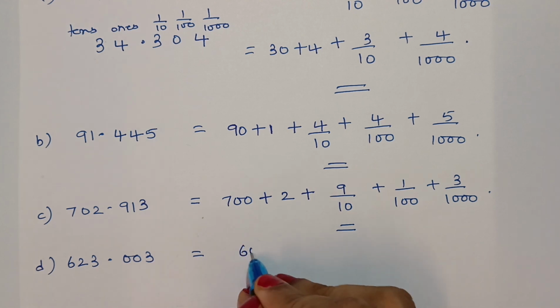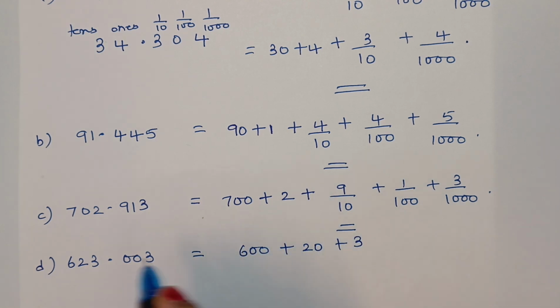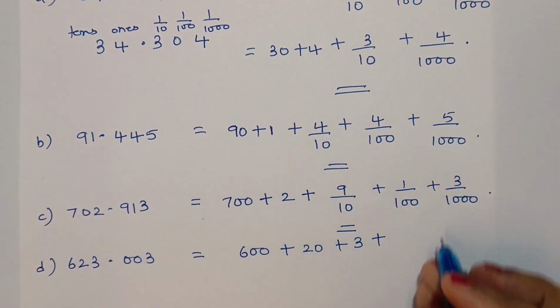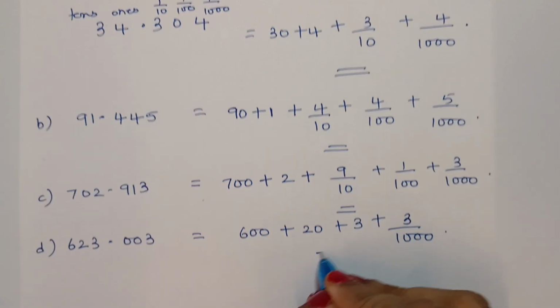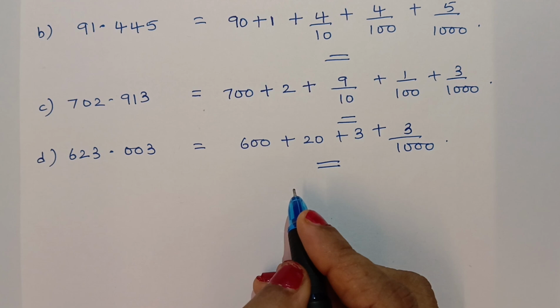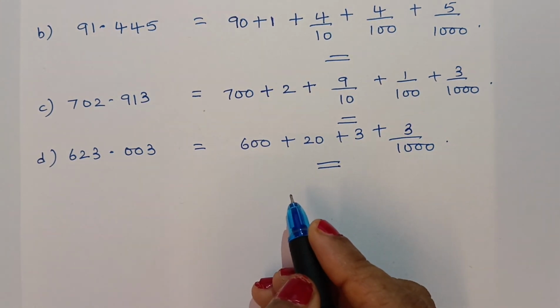623.003. So how will you write? 600 plus 20 plus 3. Now this is 10th, this is 100th, and this is 1000th. Even if you don't write these two places, still the answer is correct. So directly you can write 3 by 1000. So in this way we have learnt how to convert given decimal numbers into expanded form.